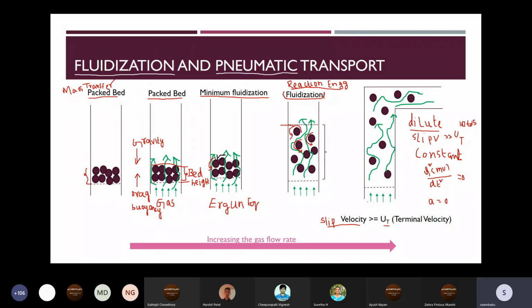Hope you all understood pneumatic transport and fluidization. If anyone has questions, do ask me, because this is an important phenomenon. You should understand the difference between fluidization and pneumatic transport. Later on, you should not say, "Sir, I didn't talk about fluidization. I don't know what it is." You should clearly say why I'm not talking about fluidization. You should know what the difference is. If anyone has any clarification here, do ask me.